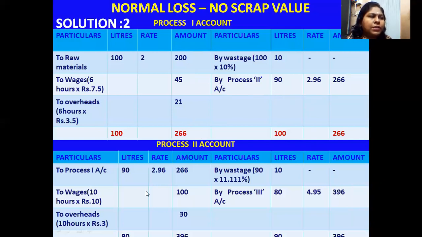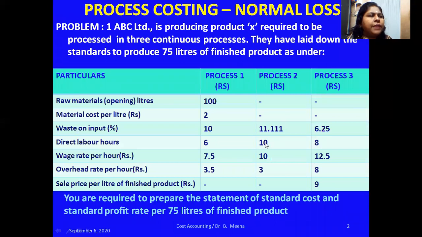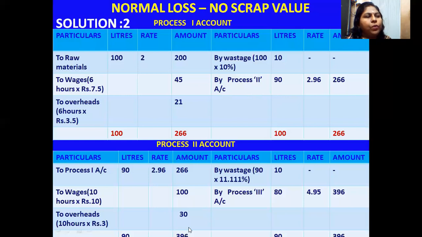Then how I prepare the process 2 account. I transferred this amount first and debited the expenses, like wages. Say for example, in the next process, 10 hours into 10 rupees is the direct labor cost. Can you understand? 10 hours into 10 rupees is the direct labor cost. And how to calculate the overhead cost? 10 hours into 3 rupees. That's what I mentioned over here. Okay. So I debited the expenses.